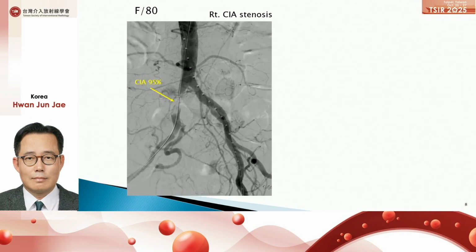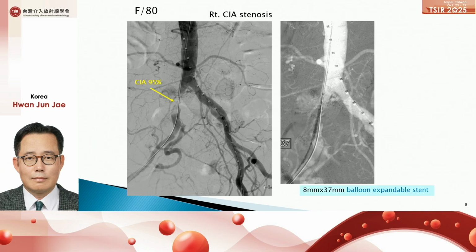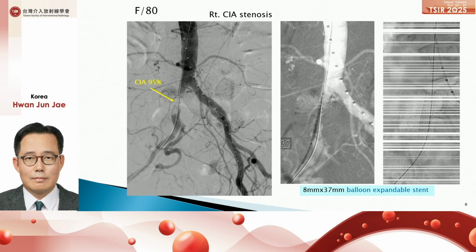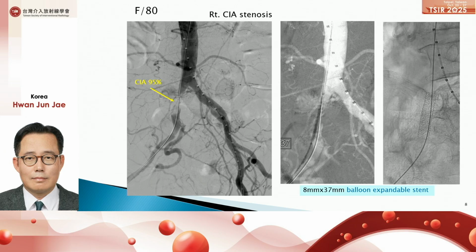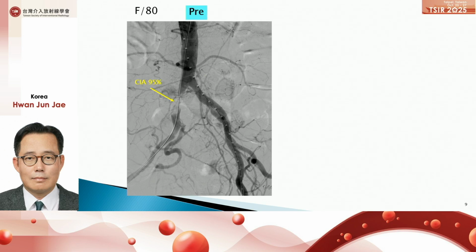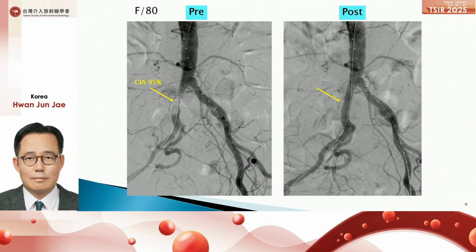Another case with right common iliac arterial stenosis. Here we can see severe stenosis on the right side. So after lesion passage, we deployed a balloon expandable stent like this. And we could precisely deploy the stent. And this is pre, and this is post-image with good flow.